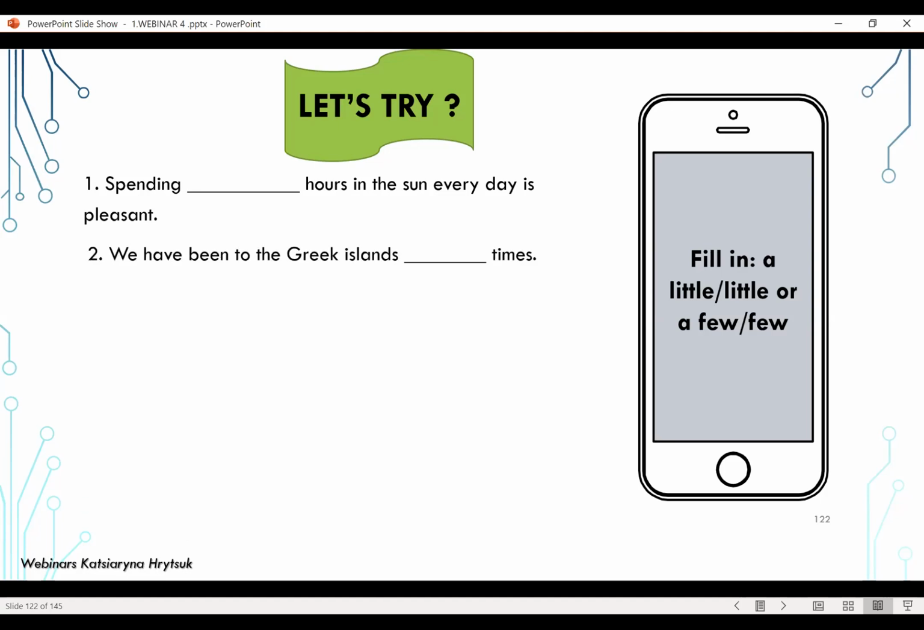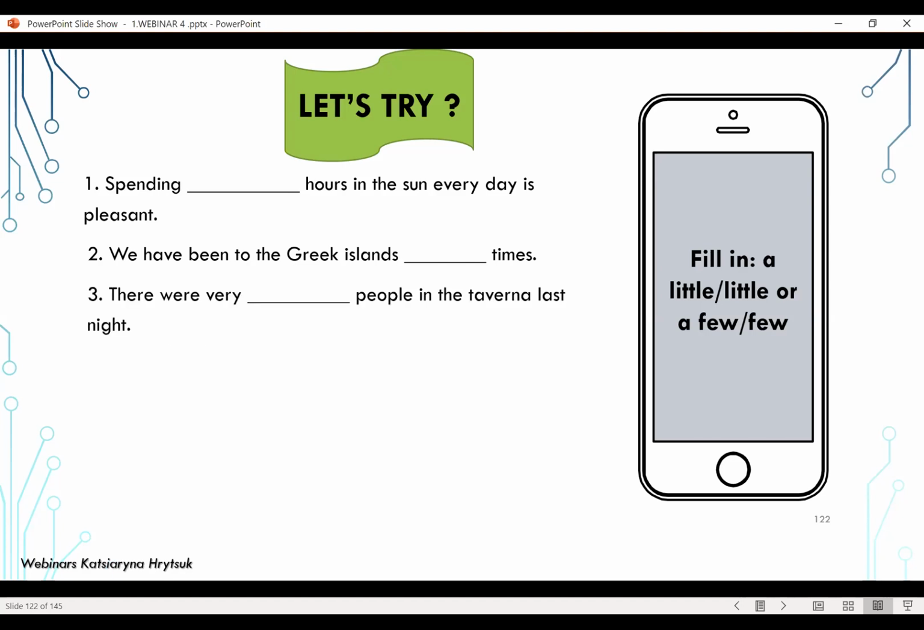Good. Number 2, Emilia. We have been to the Greek islands. Little times? No, times here, it's like 1 time, 2 times, 3 times. It's not time like this, you see? And you have S. Yes, a few times. So it's still positive, right? We went there. So a few times.